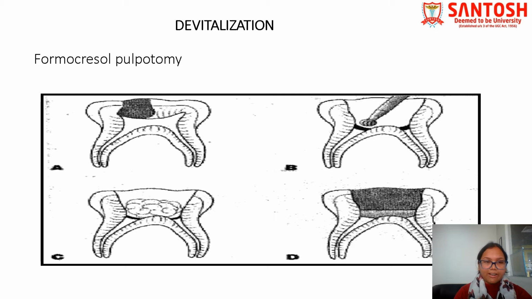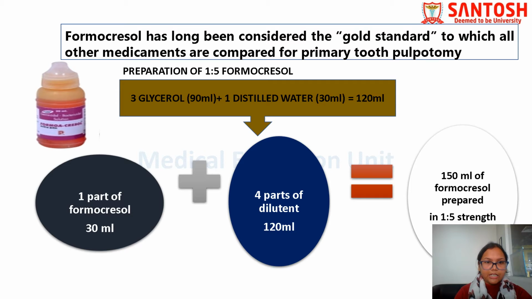So for devitalization, we will be carrying forward with formocresol pulpotomy. In this, formocresol has been considered as the gold standard to which all other medicaments are compared for primary tooth pulpotomy. Generally, we used formocresol in the ratio of 1:5 dilution, in which 3 parts consist of glycerol, 1 part consists of distilled water, which is equivalent to 120 ml.